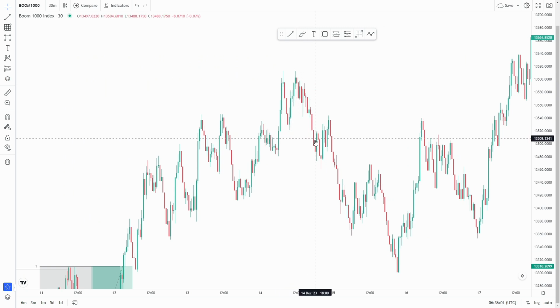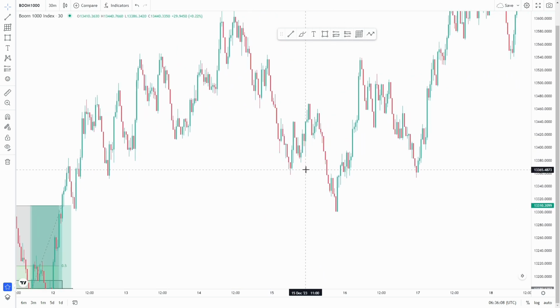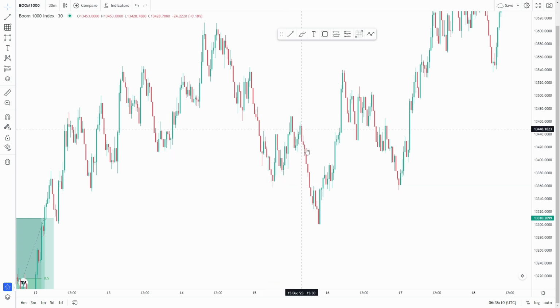Market structure shift. Low, high. So now we're in a downtrend. Now we're not taking any trades. Now again, low, high, low. Took out this high. All right.